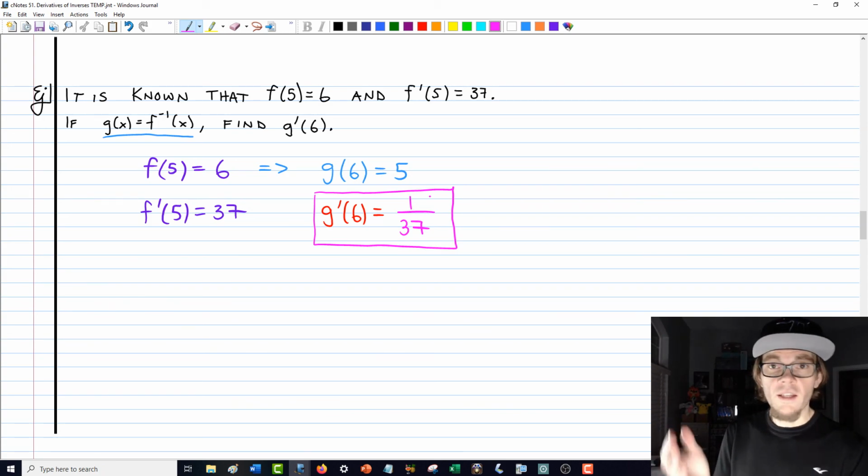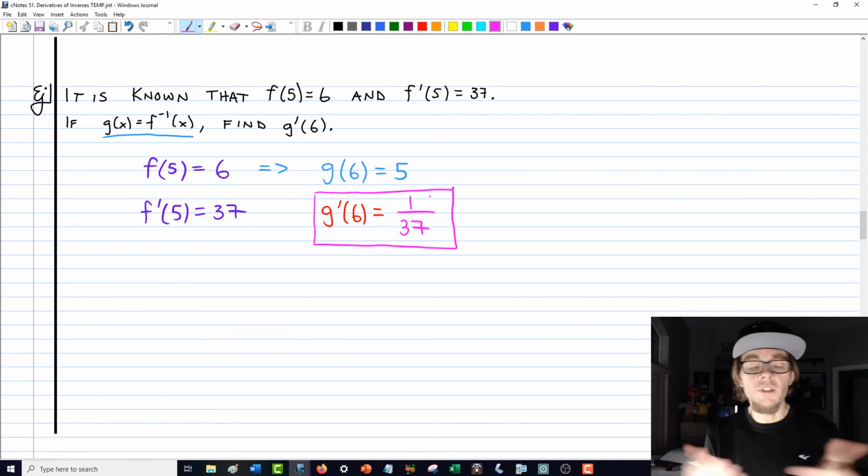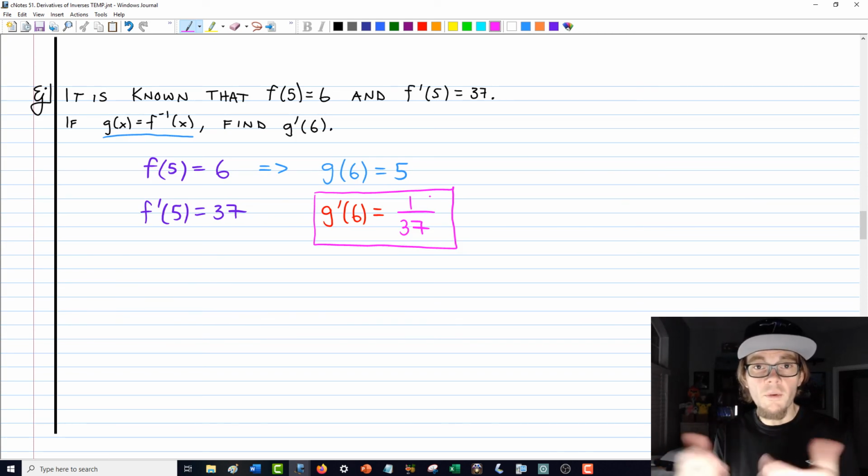So there is our process. Like literally, there's almost nothing to write here. We're just kind of thinking it through, and we're taking the reciprocal of the slope.